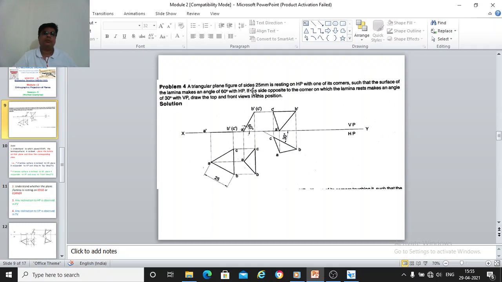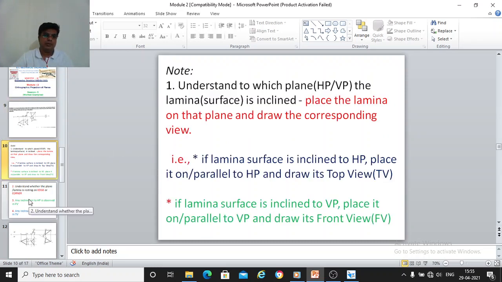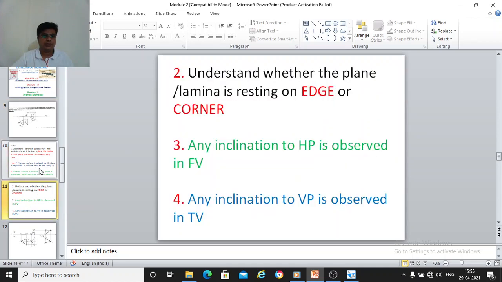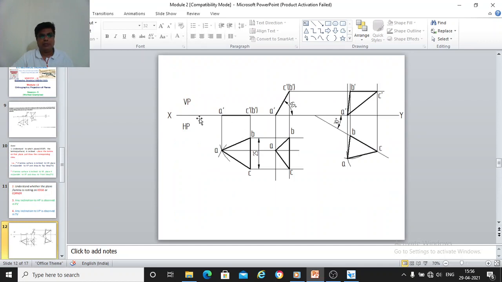Well, first of all, you should try to understand the problem and then follow these points, and then follow the procedure I told you to solve the problem. So these are all according to the standards, engineering drawing standards you have to follow, and your final drawing should be like this.